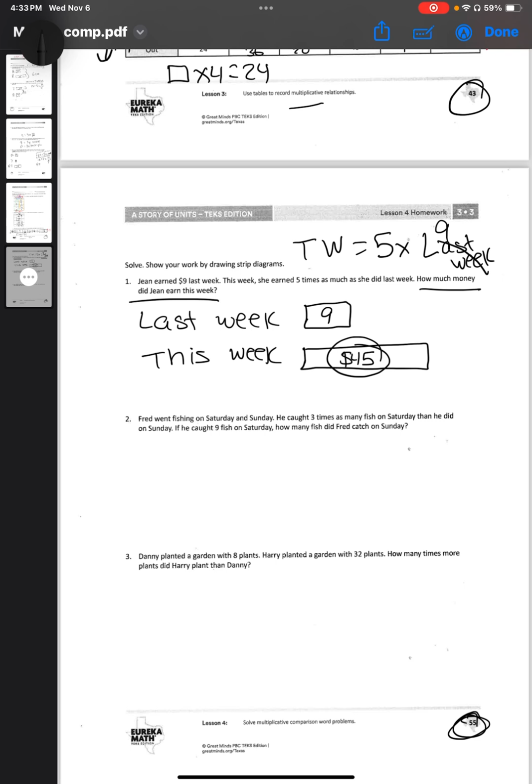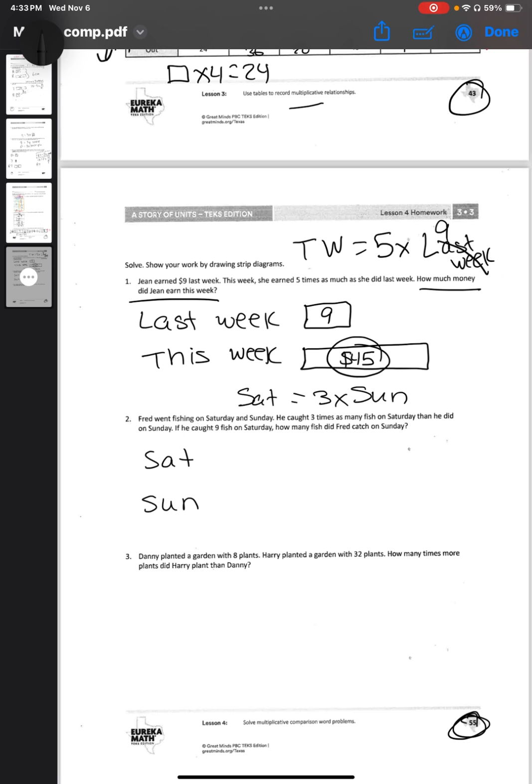Problem 2. Fred went fishing on Saturday and Sunday. He caught 3 times as many fish on Saturday than he did on Sunday. If he caught 9 fish on Saturday, how many did he catch on Sunday? Step 1, find out what's being compared. We're comparing the amount of fish he caught Saturday to the number of fish he caught Sunday. Saturday and Sunday. Let's start finding our information. It says he caught 3 times as many fish on Saturday than he did on Sunday. So 3 times Sunday is what he caught Saturday.